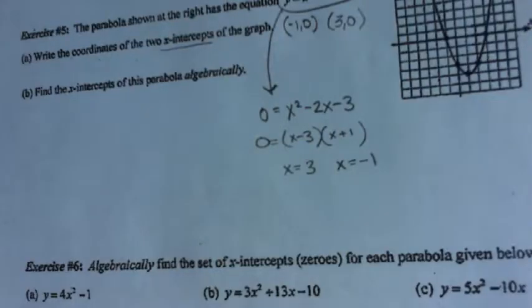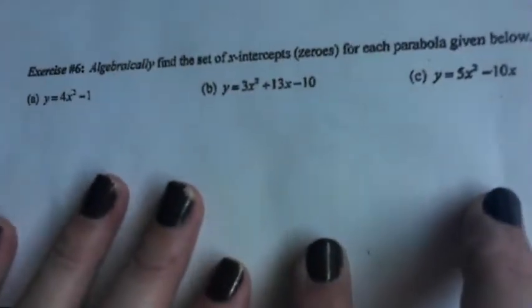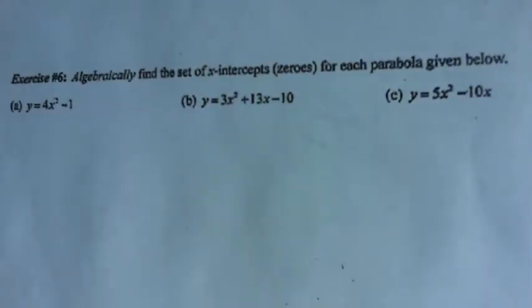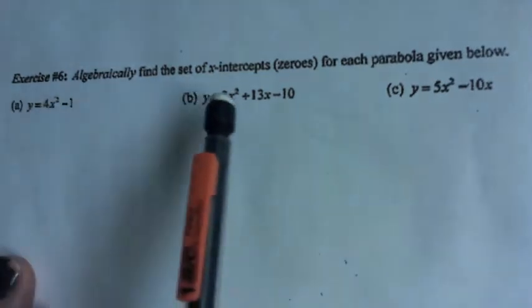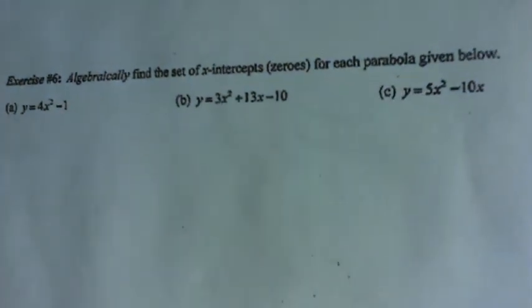You knew that for parabolas from Algebra 1, I know. And then more of the same down here. Algebraically find the x-intercept. So for any one of these, we're setting y equal to 0, y equal to 0, y equal to 0, and solving by factoring. Capiche? All right, so we'll skip those.